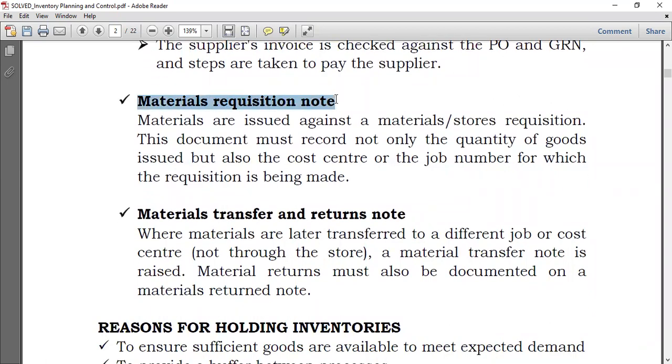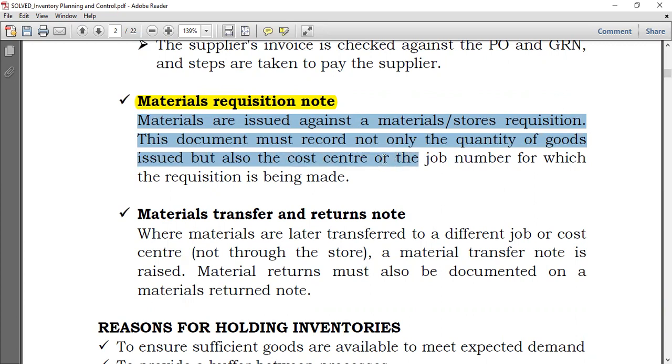I have the materials requisition note. What is a materials requisition note? It may happen that materials are required to make production, so you usually have to go and ask for materials in the stores department. Materials are issued against a materials or stores requisition. These documents must record not only the quantity of goods issued, but also the cost center or job number for which the requisition is being made. You must state, oh, stores department, I need these goods, but these goods are just going to be used somewhere, so I'll take them there.